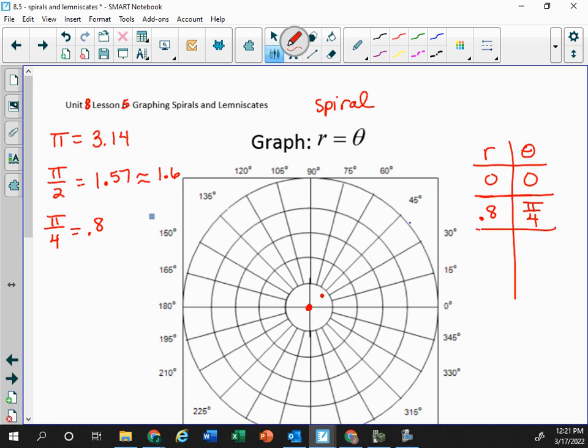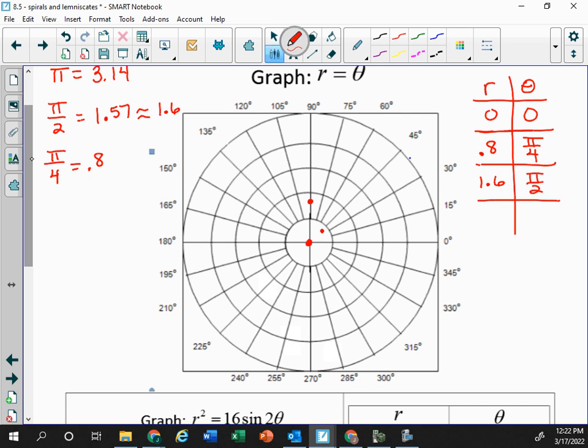Let's do pi over 2 next. So what's that as a decimal? About 1.6. I'm going to go a little more than 1.5 up to pi over 2. Move it up a little bit. We could do 3 pi over 4. I'm just going to jump to pi. We know pi is 3.14. So 1, 2, 3 and a little bit. There at pi.